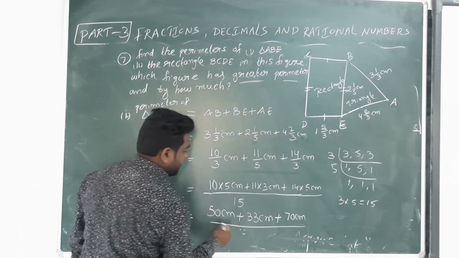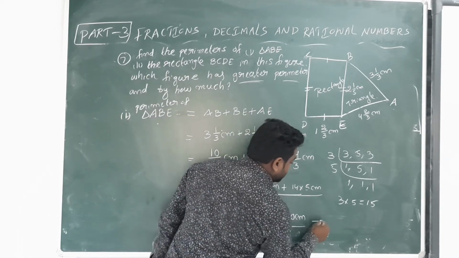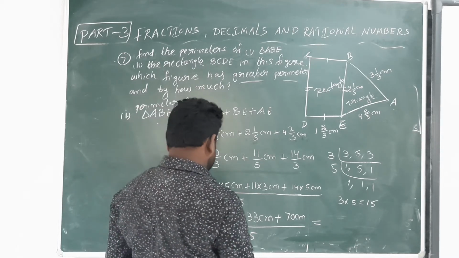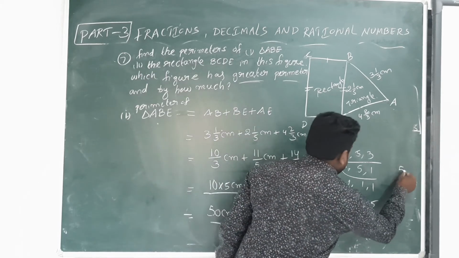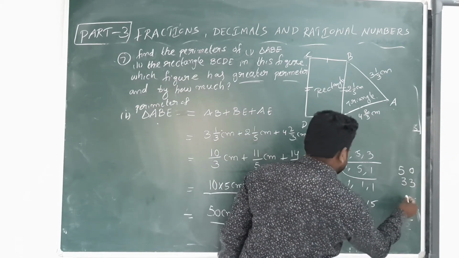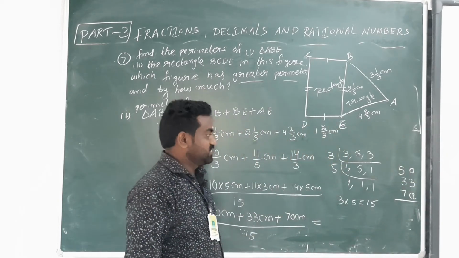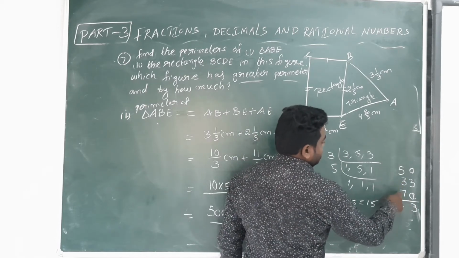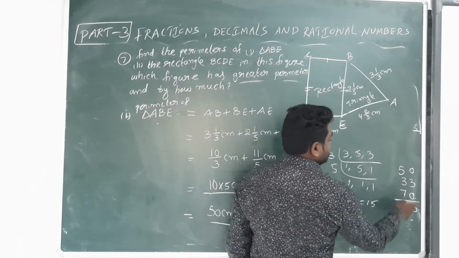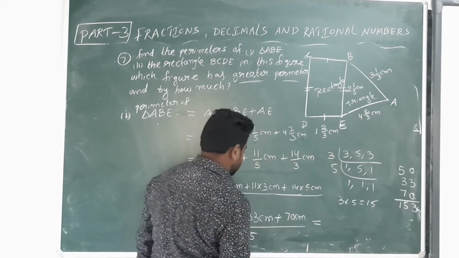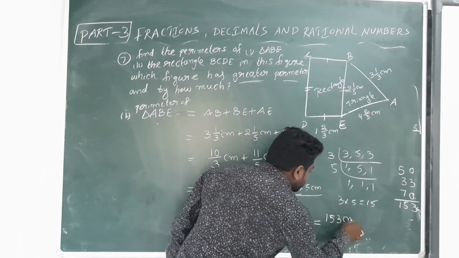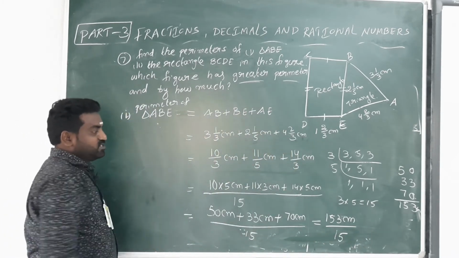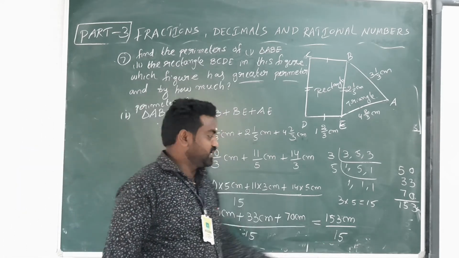centimeters divided by 15. That is 50 plus 33 plus 70. We add 50, 33, 70. 3 plus 5 is 8, 8 plus 7 is 15, 15 plus 3 is 18 and 10 plus 5 is 15: 153 centimeters, 153 centimeters divided by 15. Okay, perimeter of triangle ABE is equal to 153/15 centimeters.